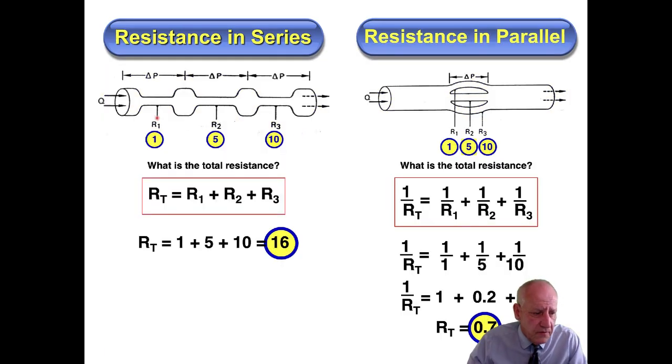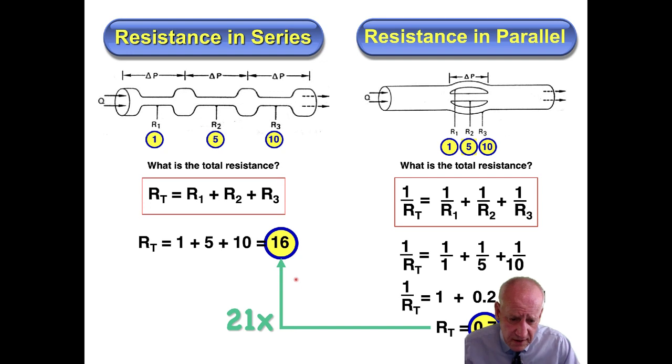Let's take an example. Suppose these three resistances were 1, 5, and 10. If these resistances are arranged in series, the total resistance would simply be the sum of the individual resistances. 1 plus 5 plus 10 is equal to 16. On the other hand, if these same resistances are arranged in parallel, the total inverse resistance would be 1 plus 1/5 plus 1/10. Take the inverse of that and we get 0.7. So this shows us that it would take 21 times more pressure to maintain the same flow through the tubes in series as it would compared to the tubes in parallel.